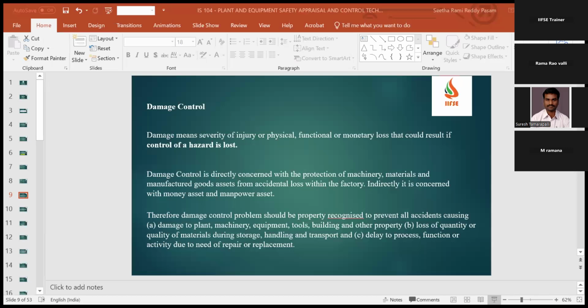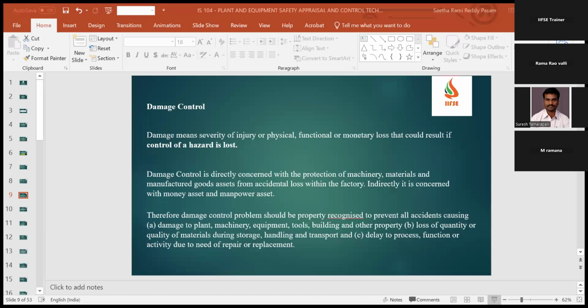How is it linking? Your delay in process, you are not able to restart your process because your equipment got damaged. It needs to replace some parts, so you are not able to produce on time, and also you are not able to deliver your products on time to your customers. So there is damage to your reputation.